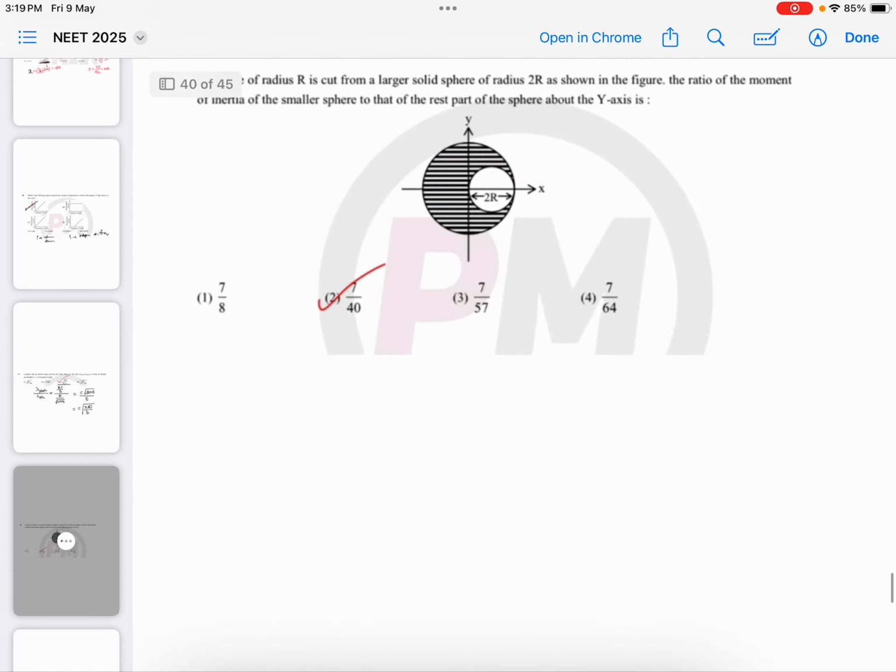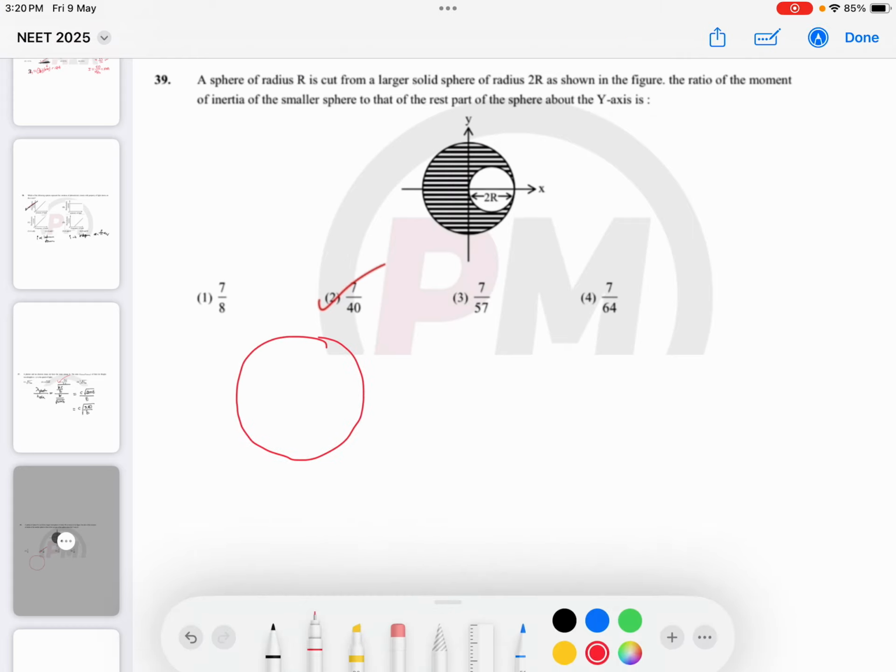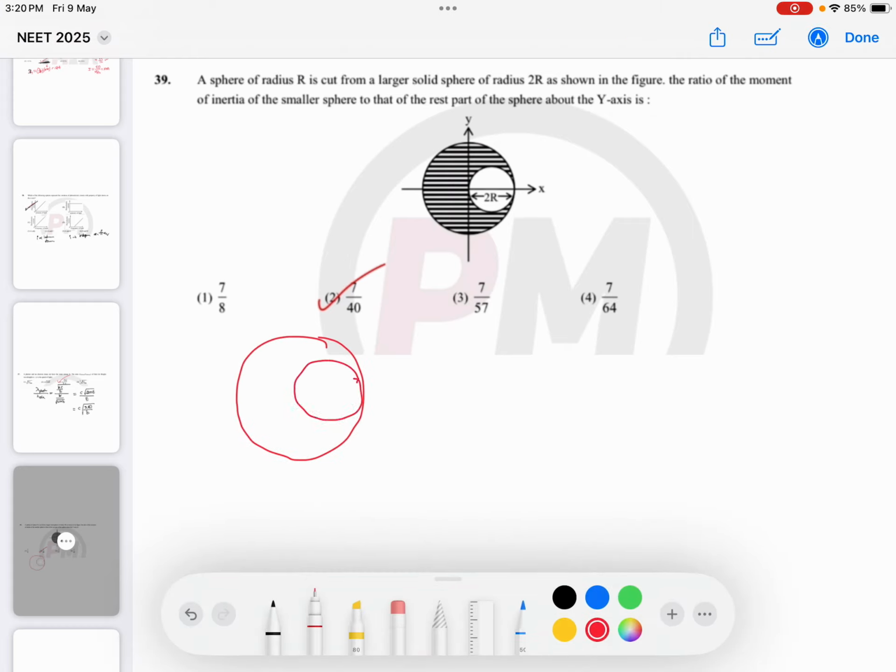Next question. This question belongs to rotational dynamics, nothing but system of particles and rotational dynamics. Some part is removed. So I am taking this question like this. Here the question is giving this part, I converted it into a full sphere. The axis of rotation is about the center minus the removed part about its tangent.